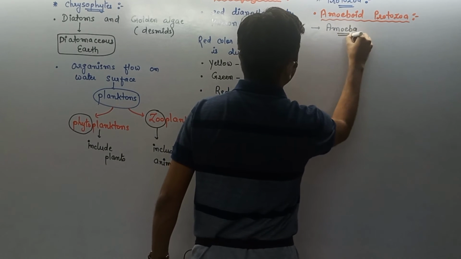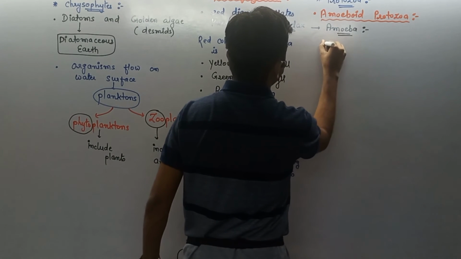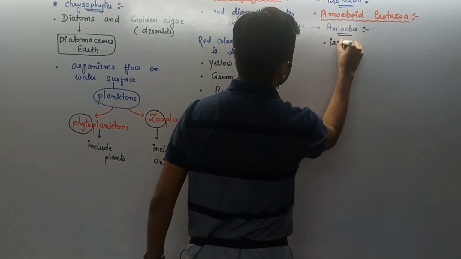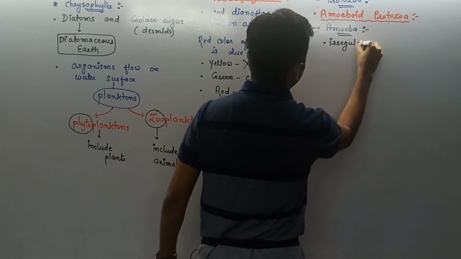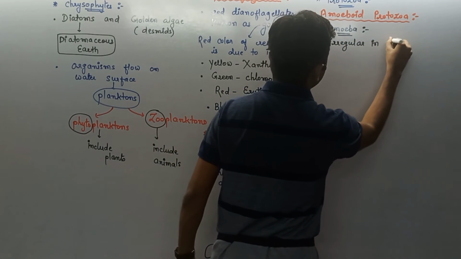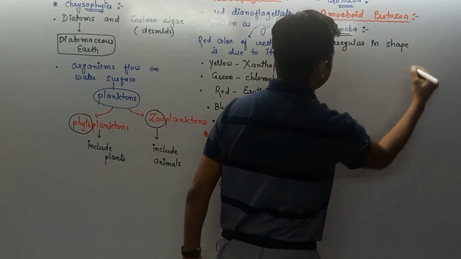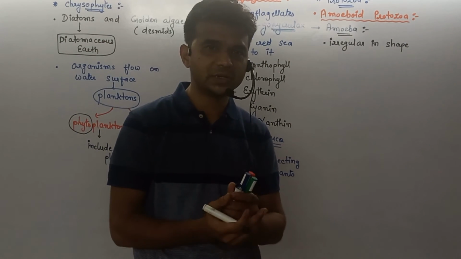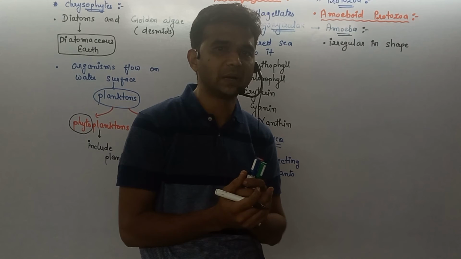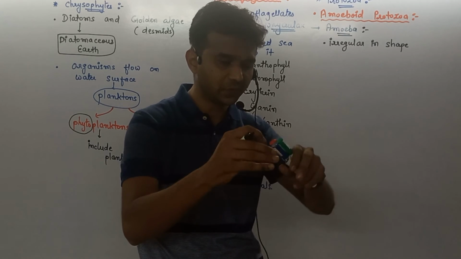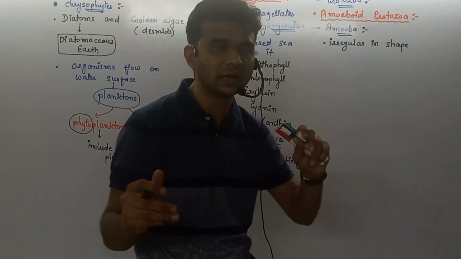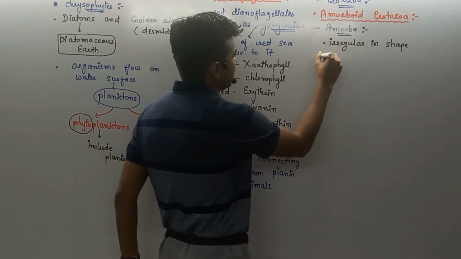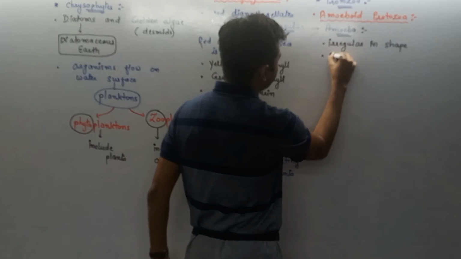Amoeba is irregular in shape. You know that amoeba is irregular in shape, and with the help of cytoplasmic streaming, it forms the pseudopodia, the false leg.